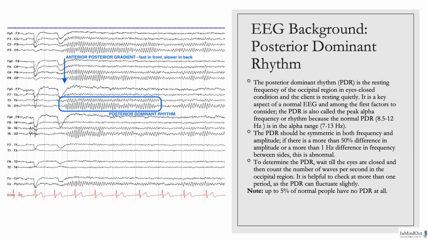This PDR, or posterior dominant rhythm, should be relatively continuous. However, there's a slight fluctuation in the frequency from one epoch to the next. When I say epoch, I mean one period of time, or in this case, to make it simple, from one second to the next. So if we call each second an epoch and count the peaks, we should come up with about the same number every time we go to the next epoch. That can vary slightly in the healthy brain from epoch to epoch.